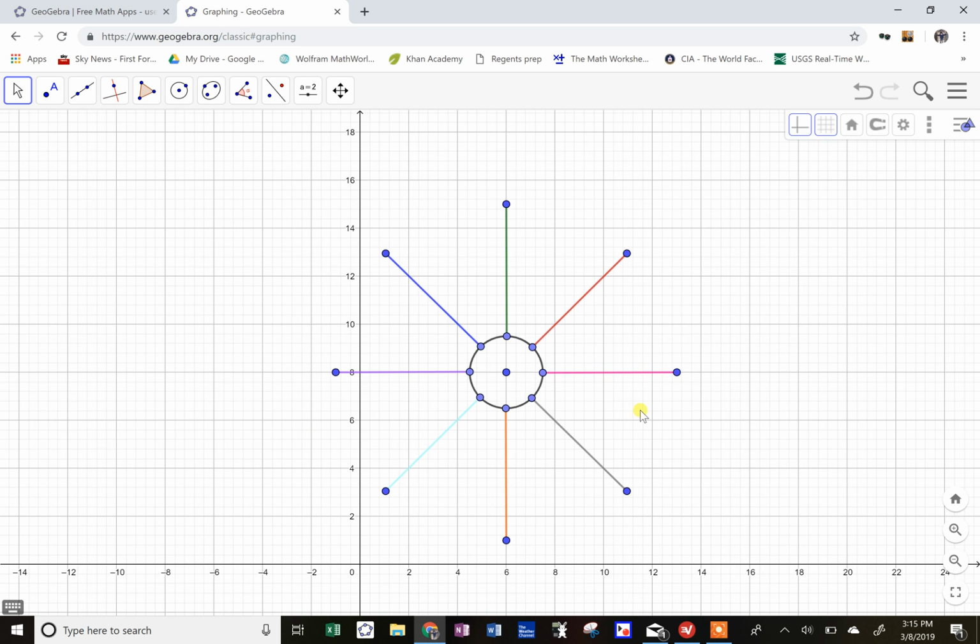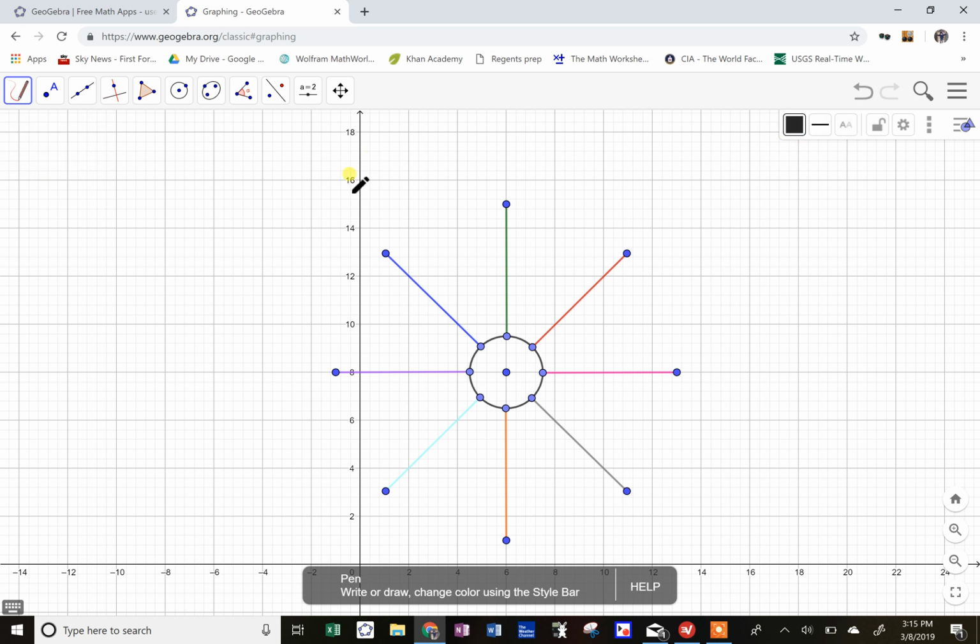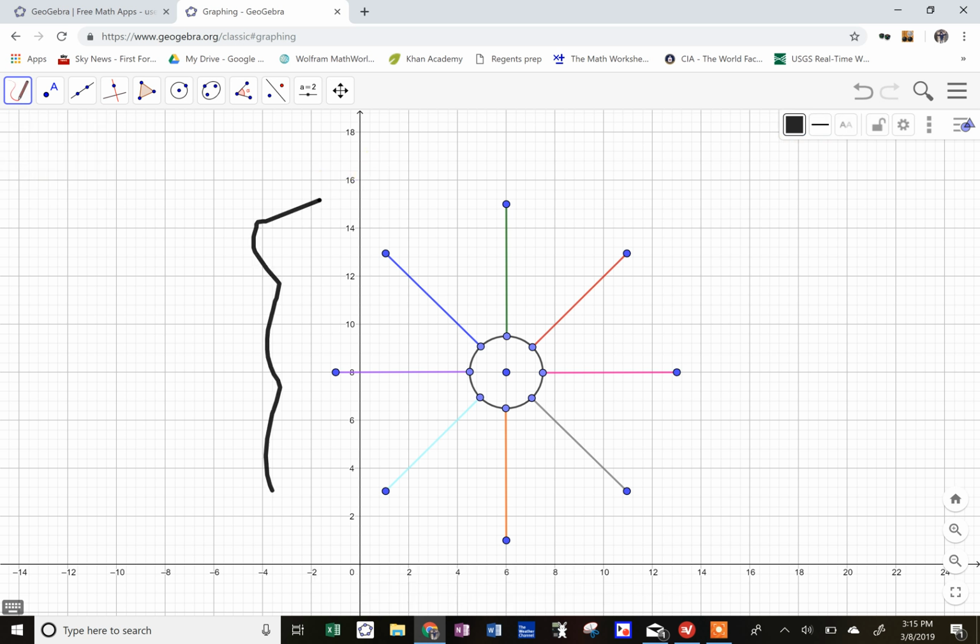I'm going to shrink my screen a little bit. And I told the students that this, I'm going to go to pen, is 150 feet. It was 150 feet off the ground.